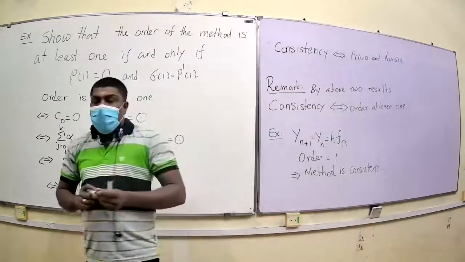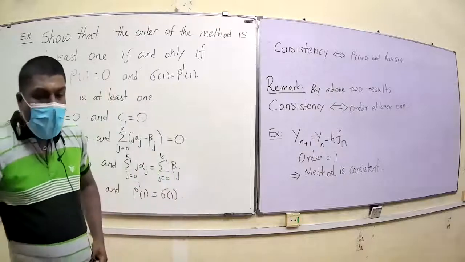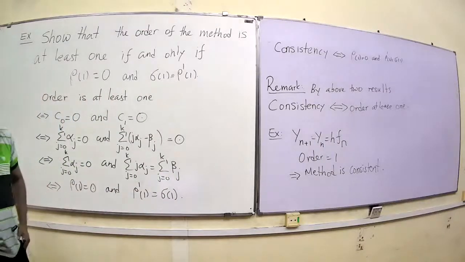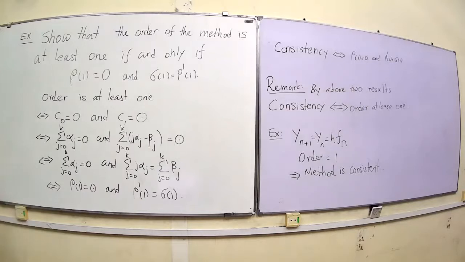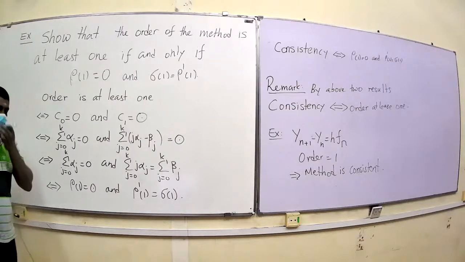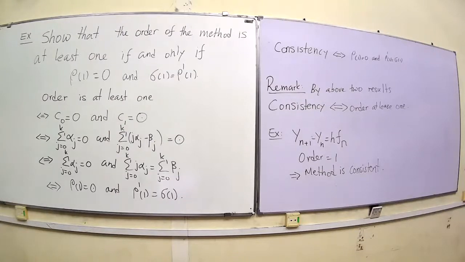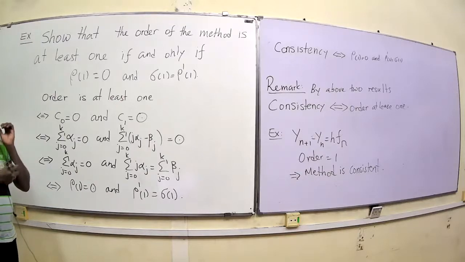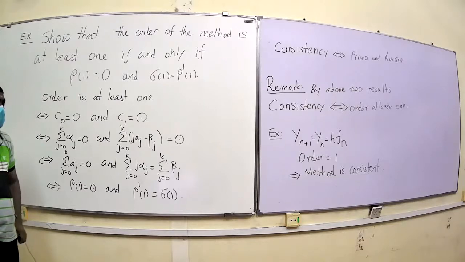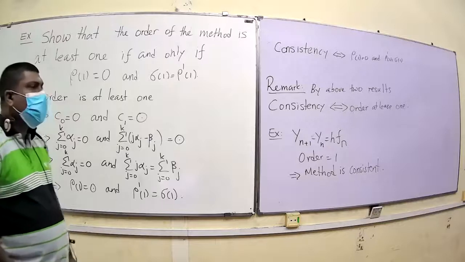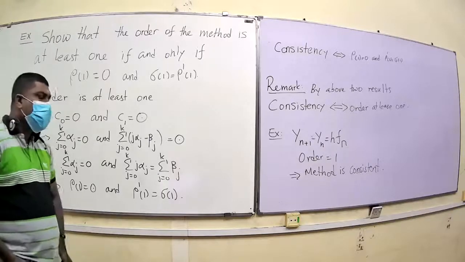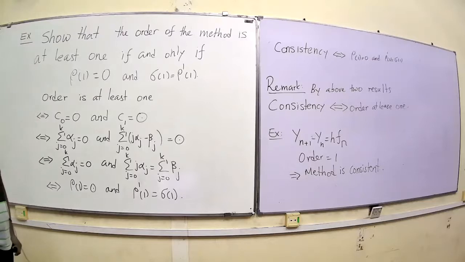Right, so in all the examples we did earlier, you can see that all of them have order at least 1. So we can clearly say all those methods are consistent. Once you have consistency, that means the method is basically computing the results in a consistent way.